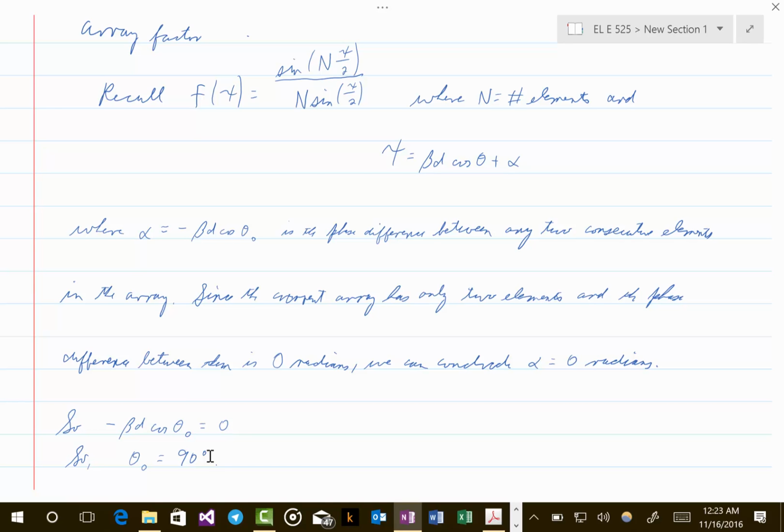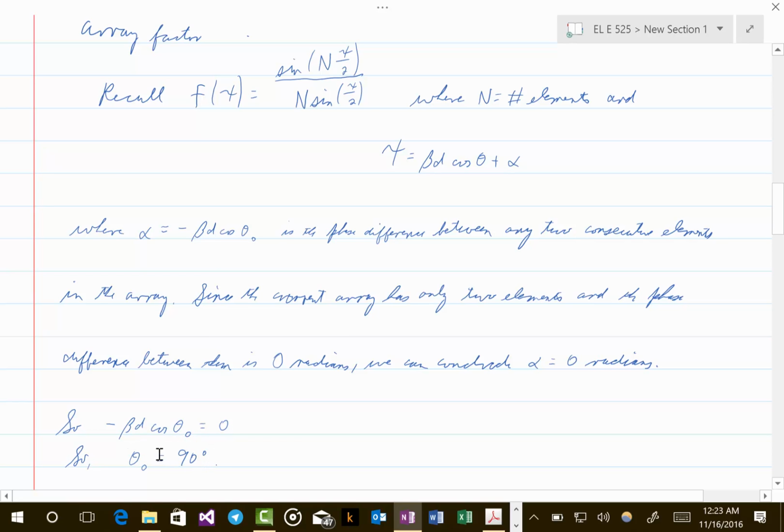We will see that for this case the element pattern is such that the complete pattern will also have a main beam in the direction of 90 degrees. But again, let me emphasize here that the fact that alpha is equal to 0 radians means that minus beta d cosine theta naught is 0, which means that theta naught is 90 degrees.